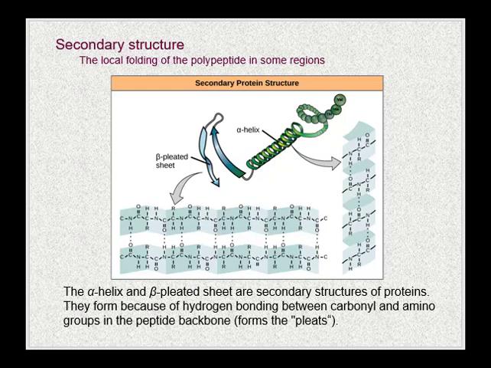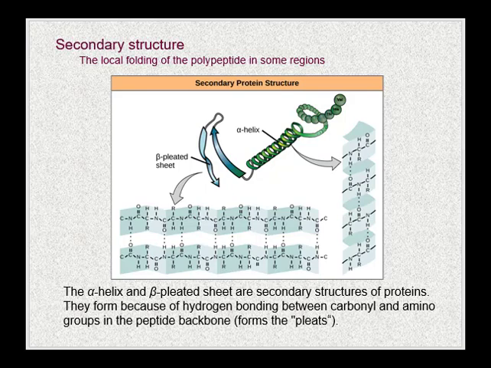The secondary structure of a protein is formed by the local folding of the polypeptide in some regions. The most common folding structures are called the alpha helix and the beta pleated sheet. Both structures are held in shape by hydrogen bonds. The hydrogen bonds form between the oxygen atom in one carbonyl group in one amino acid and another amino acid that is 4 amino acids further along the chain.